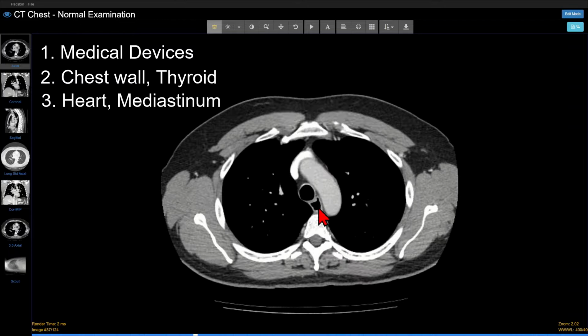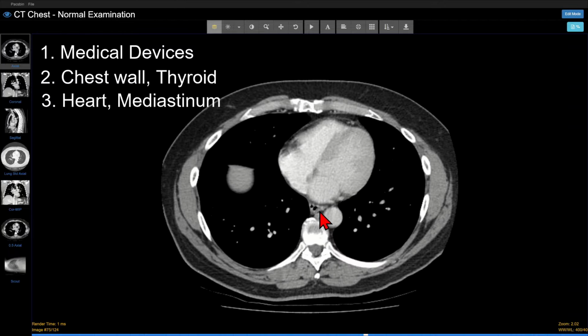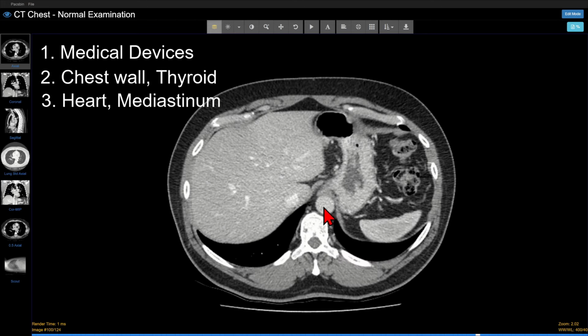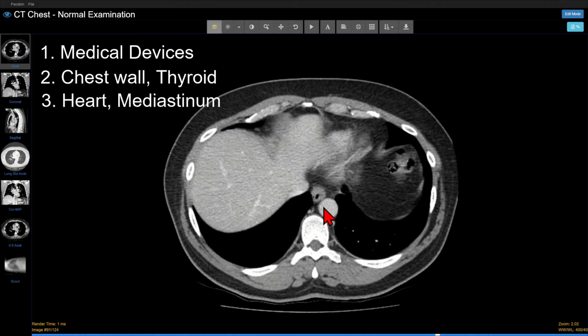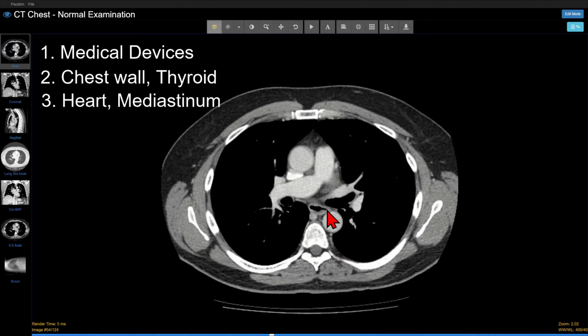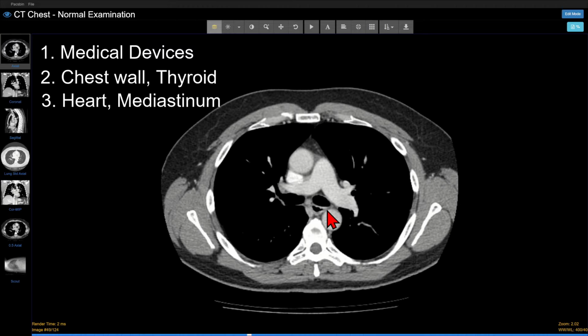I'm looking at the esophagus in the posterior mediastinum. And as I'm looking at all of these things, I'm also looking for any obvious mediastinal masses in each of the compartments that we mentioned in the anatomy section.